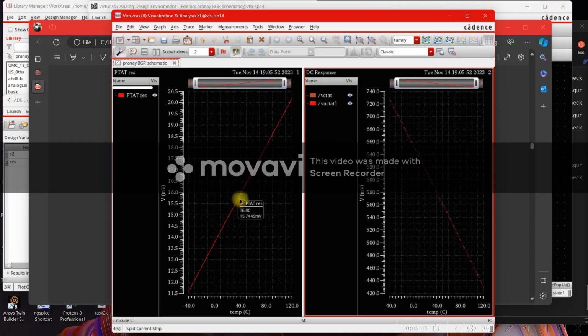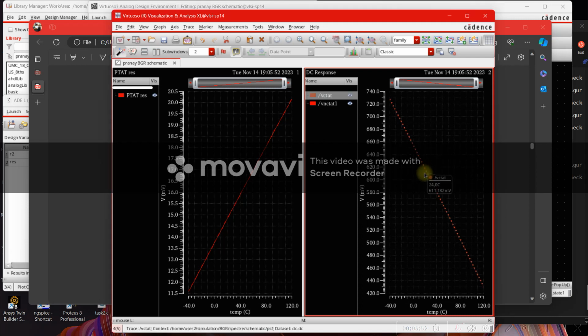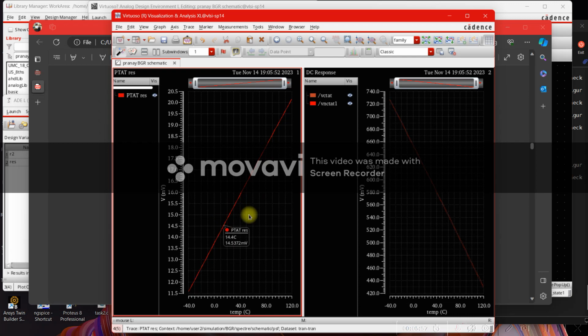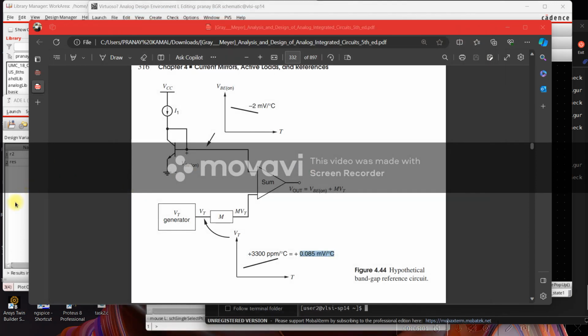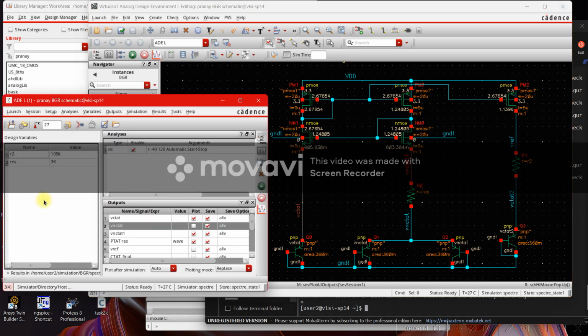So we can see that VCTAT and VNCTAT are approximately close to each other. VPTAT is rising, it has a positive slope, and VCTAT has a negative slope. By mirroring the current into this resistor and keeping a CTAT source like a diode, we can get a reference voltage here. I'll show you that.